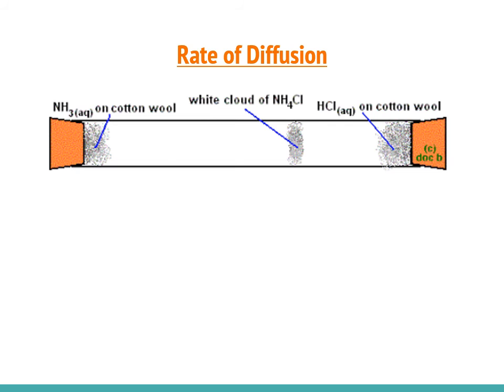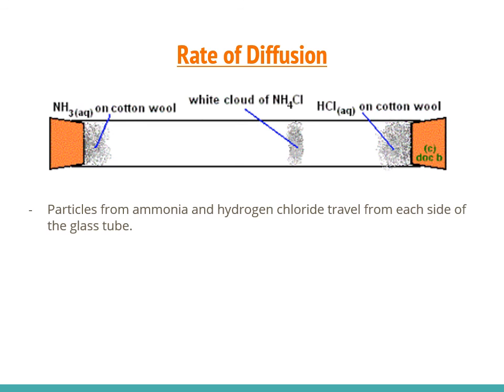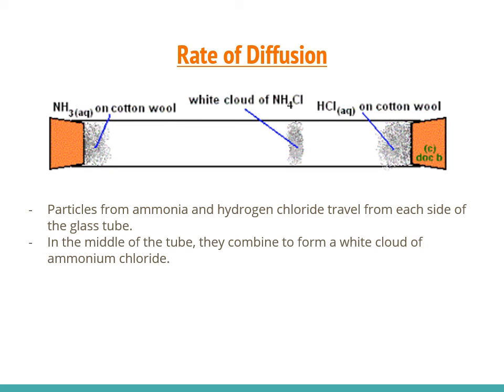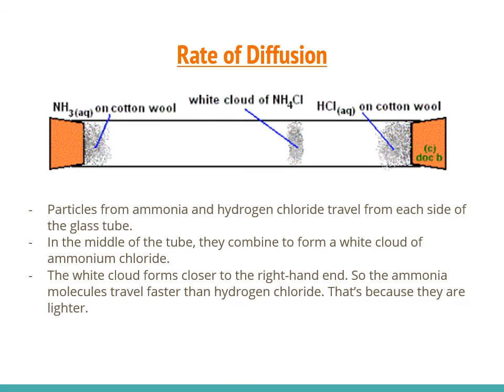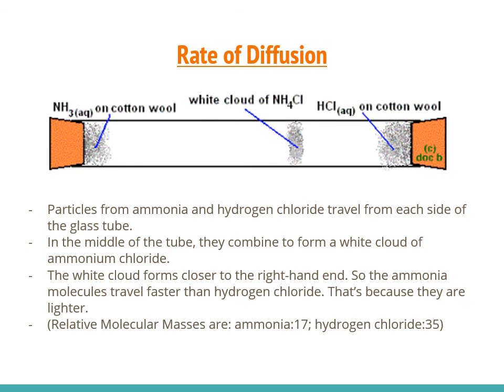Both of the cotton wools are simultaneously inserted into the opposite ends of the glass tube. After a while, the particles from ammonia and hydrogen chloride travel from each side of the glass tube. In the middle of the tube, they combine to form a white cloud of ammonium chloride. The white cloud forms closer to the right-hand end, so the ammonia molecules travel faster than hydrogen chloride. That's because they are lighter. We can see here that the relative molecular mass for ammonia is 17 and hydrogen chloride is 35.